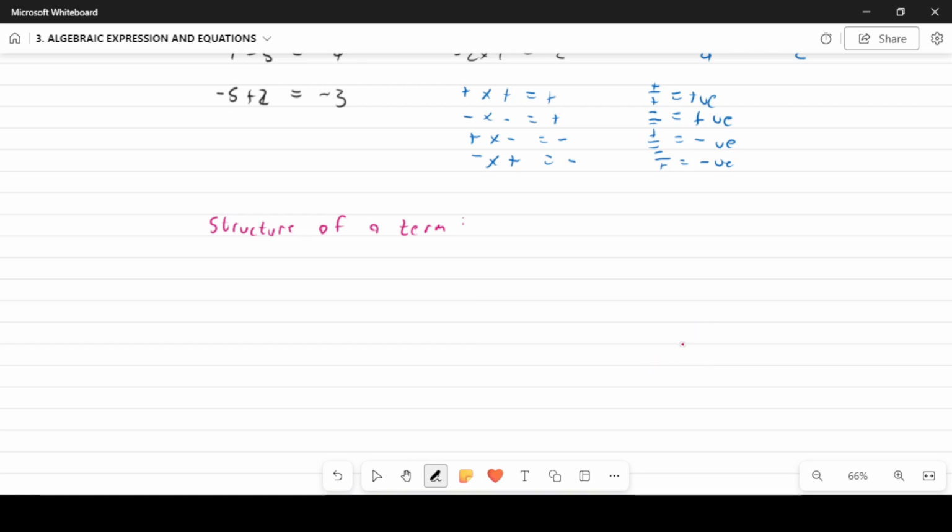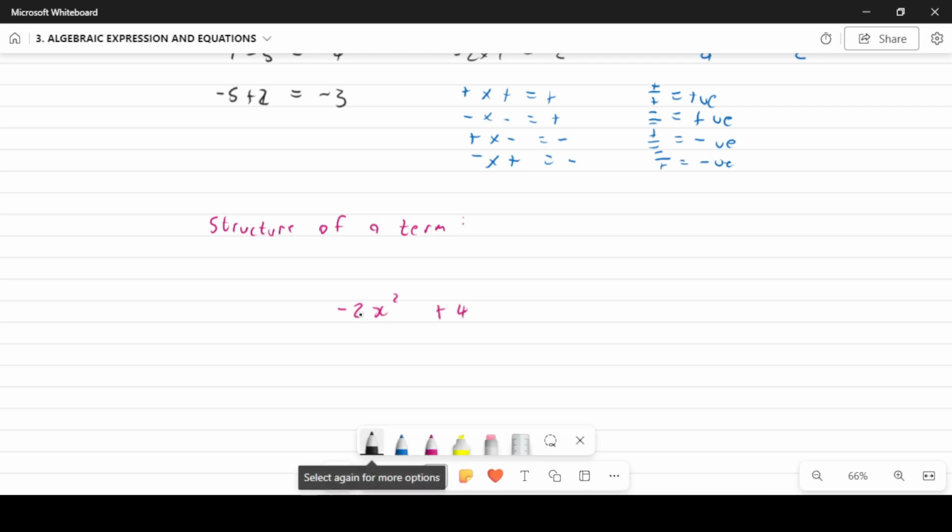Okay, so let's look at a term, right? Let's first build up a term and then we'll understand exactly why these terms are important, because now we're dealing with the topic of algebraic expressions. So let's say that we have minus 2x squared plus 4.